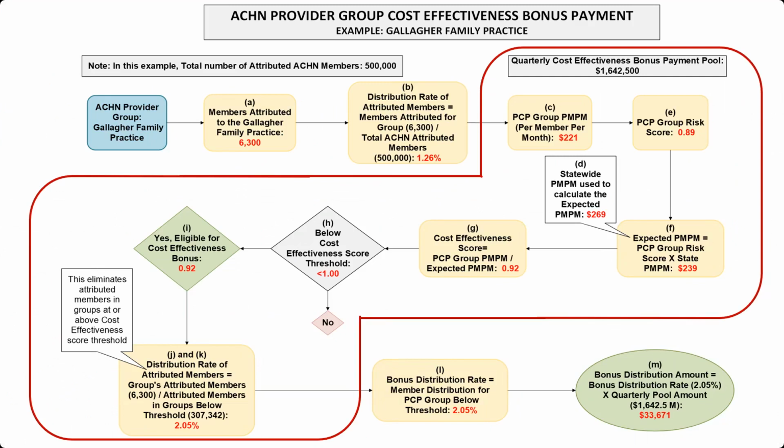So continuing down, our last part of that is to determine the distribution rate of the attributed members now that we've made the decision of who is below 1 and who will receive the bonus, and who will be removed. So once we eliminate the attributed members that are in groups that will not receive the cost effectiveness bonus, we have 307,342 members in the statewide attributed member population. So our new distribution rate for Gallagher Family Practice is 2.05%.